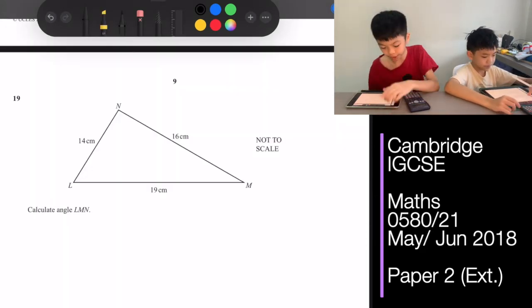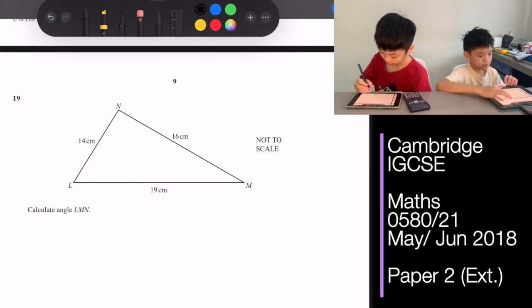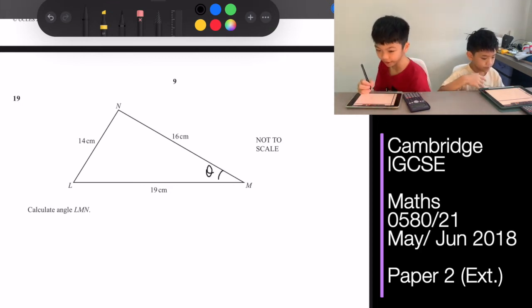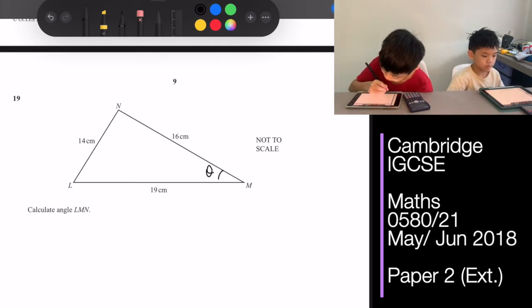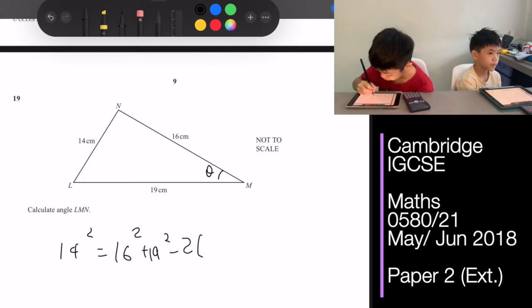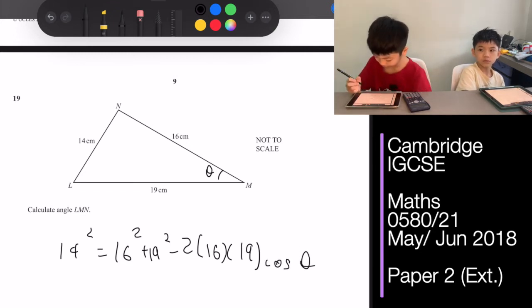Okay, for question 19, calculate angle LMN. That's what it said. Okay, so this is angle theta. Since there are 3 sides labeled, we're going to use the cosine law. So 14 squared equals 16 squared plus 19 squared minus 2 times 16 times 19 cosine theta.